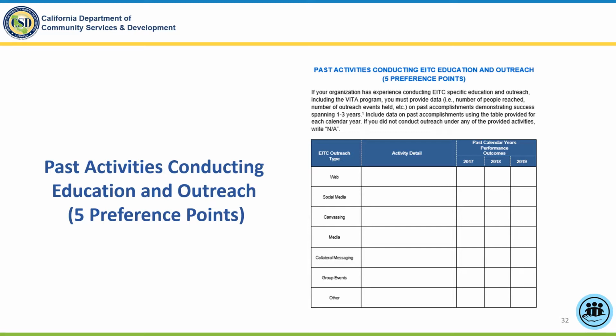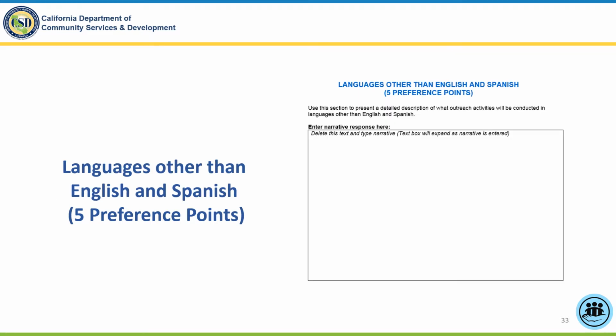Now let's move on to additional languages. Applicants who will conduct CalEITC education and outreach in languages other than English and Spanish may utilize this fifth section, Languages Other than English and Spanish, to receive 5 preference points. Here you will indicate the additional languages in which you will conduct education and outreach activities.